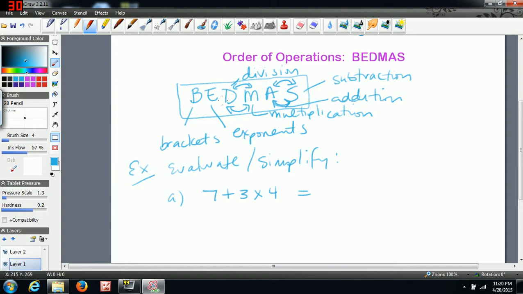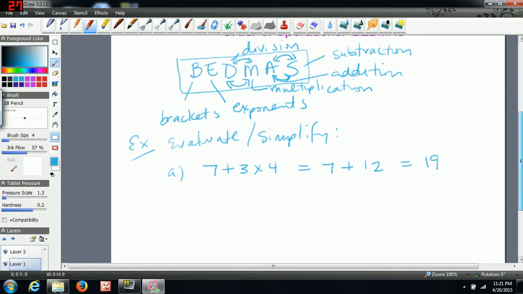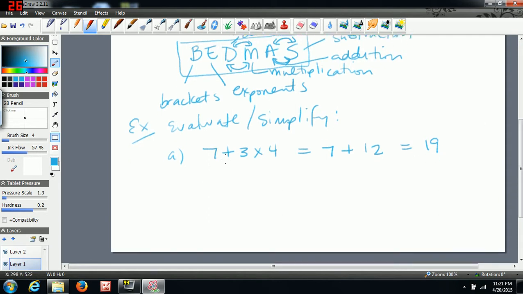So what you're going to do is write BEDMAS somewhere on your paper, and then you're going to see that you've got addition and multiplication. Multiplication, according to BEDMAS, comes before addition. So when I'm simplifying this question, I have to evaluate this part first. So it becomes 3 times 4, which is 12. Now I only have one operation, just addition, so I go ahead and add those two, and I get 19. If I had done the question the other way, 7 plus 3, 10, times 4, I would have gotten 40, which is actually incorrect. So this is very important to understand.